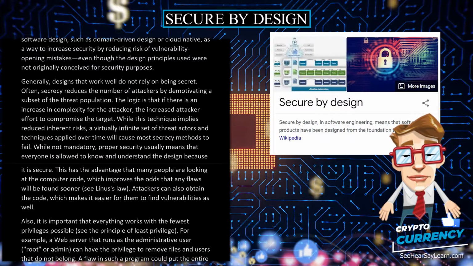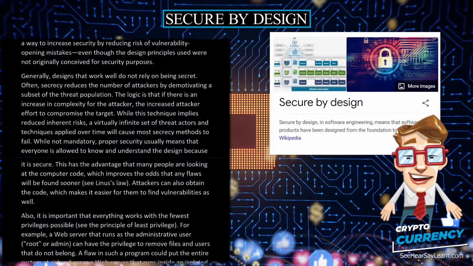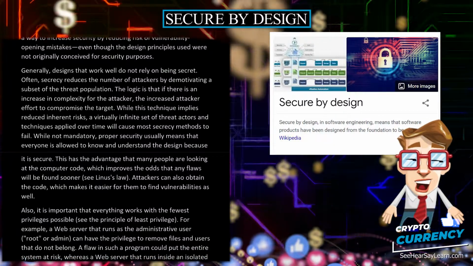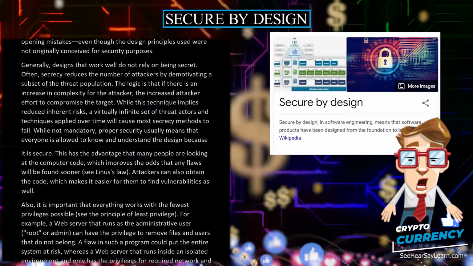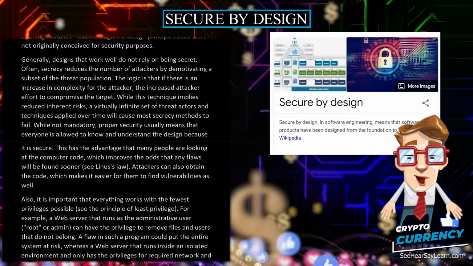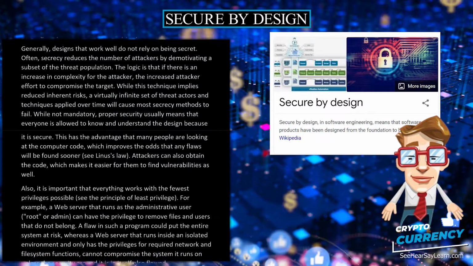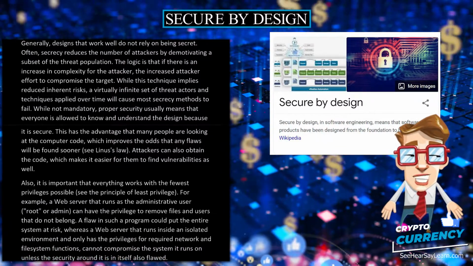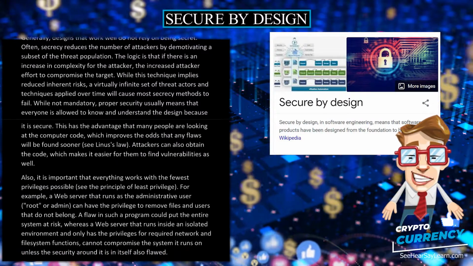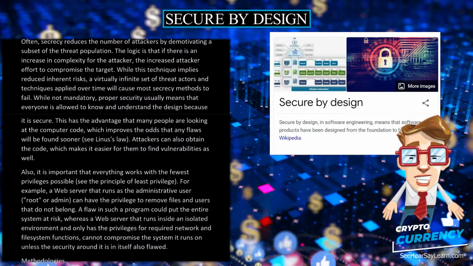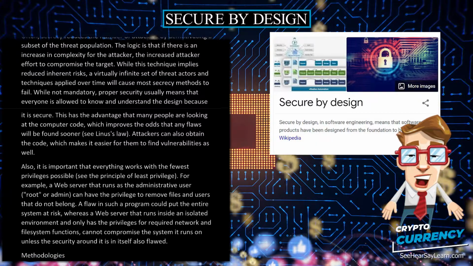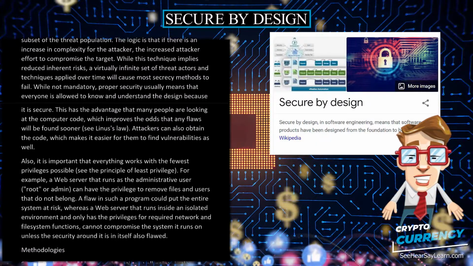Generally, designs that work well do not rely on being secret. Often, secrecy reduces the number of attackers by demotivating a subset of the threat population. The logic is that if there is an increase in complexity for the attacker, there is increased attacker effort to compromise the target. While this technique implies reduced inherent risks, a virtually infinite set of threat actors and techniques applied over time will cause most secrecy methods to fail.